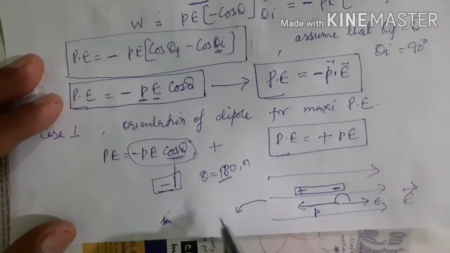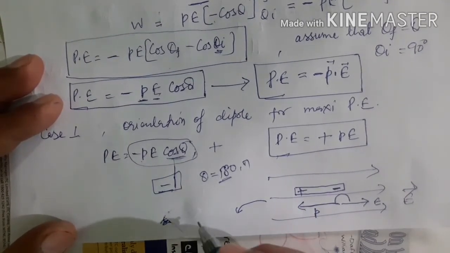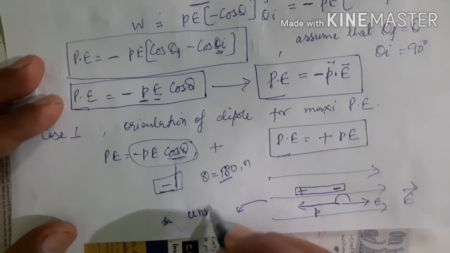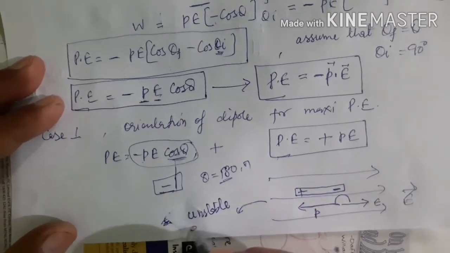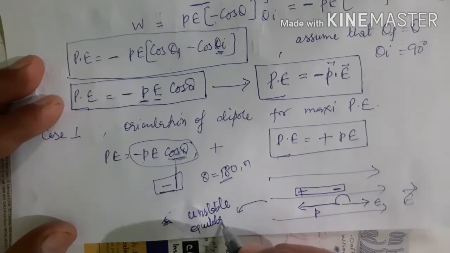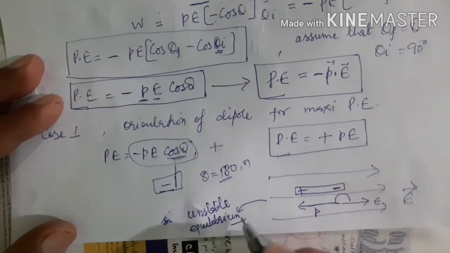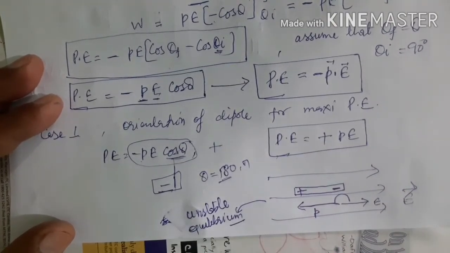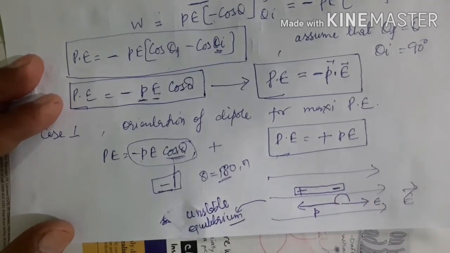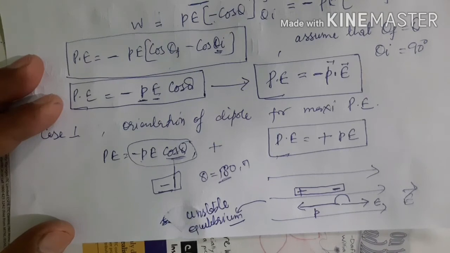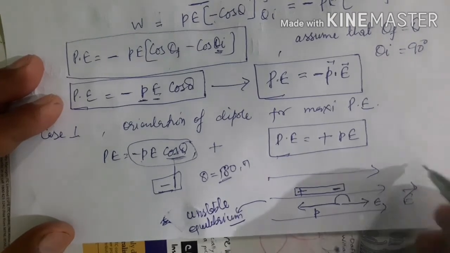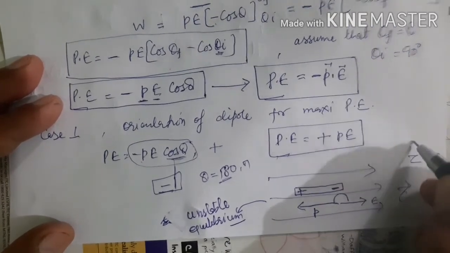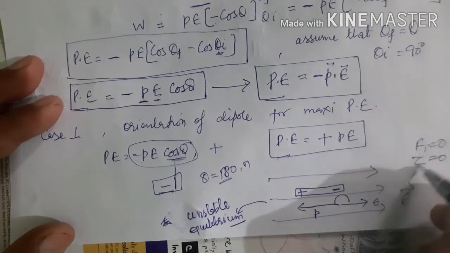This orientation is also known as unstable equilibrium. This is a situation of unstable equilibrium, because if you tilt by a small amount, it will never come back to this position again. That is why it is unstable equilibrium. In this situation, the torque is equal to 0 and the total force is also equal to 0.